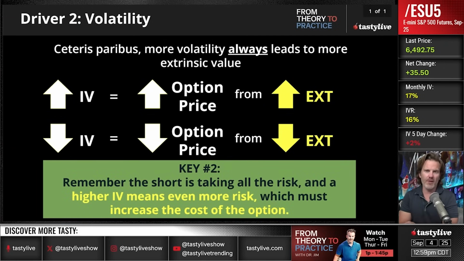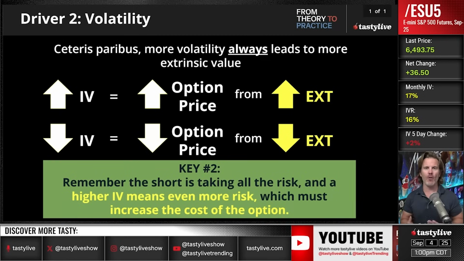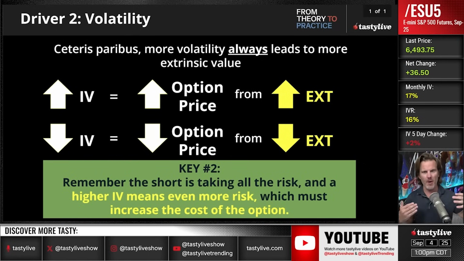So the second driver of extrinsic value is going to be volatility. And I would say, at the Tasty Network, this is the thing that really separates and differentiates us from a lot of other information and resources that you might find elsewhere. It's our reliance on and emphasis on volatility as one of the most opportunistic metrics that exists in the marketplace. It's not necessarily, let me get bullish for the next leg higher.